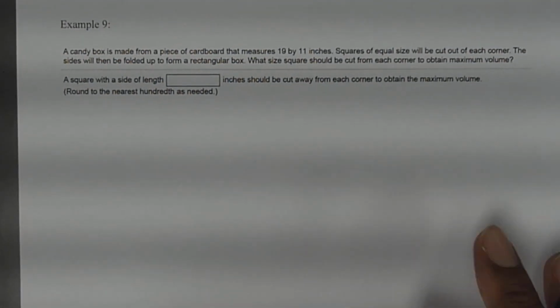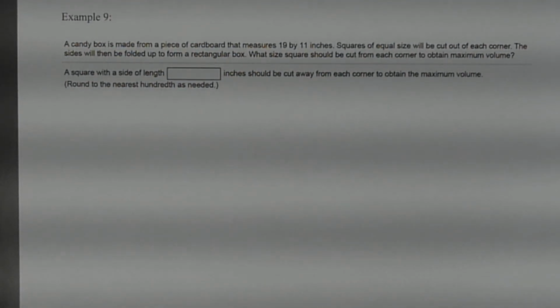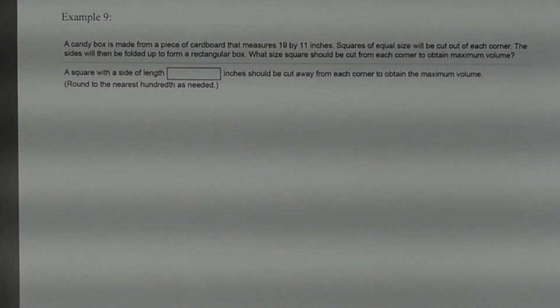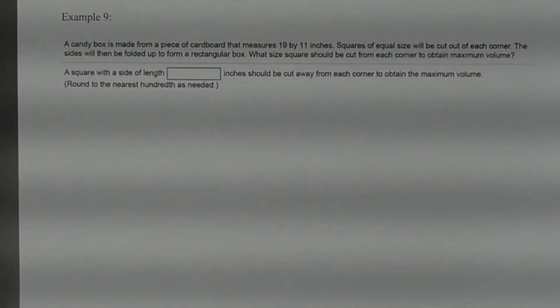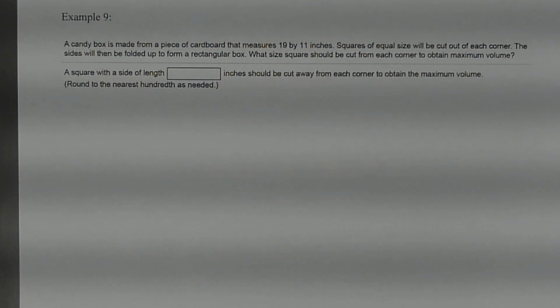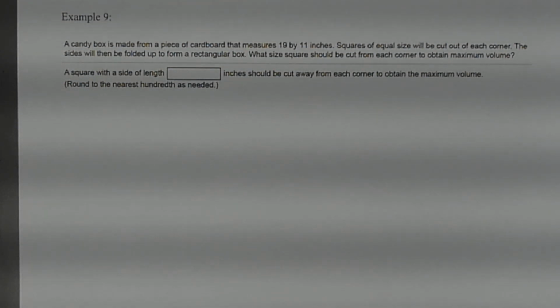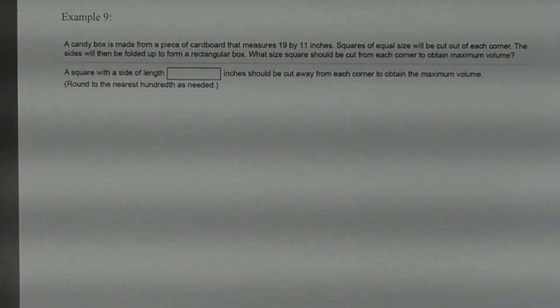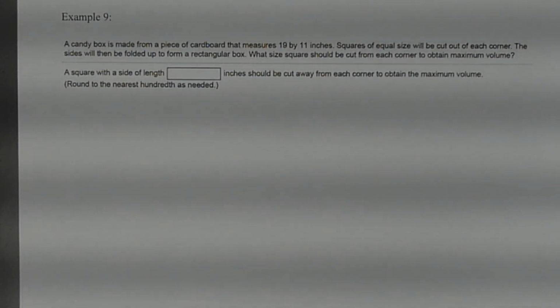And finally, example 9. Here it is. A candy box is made from a piece of cardboard that measures 19 inches by 11 inches. So squares of equal size will be cut out of each corner. The sides would then be folded up to form a rectangular box. What size squares should be cut from each corner to obtain maximum volume?